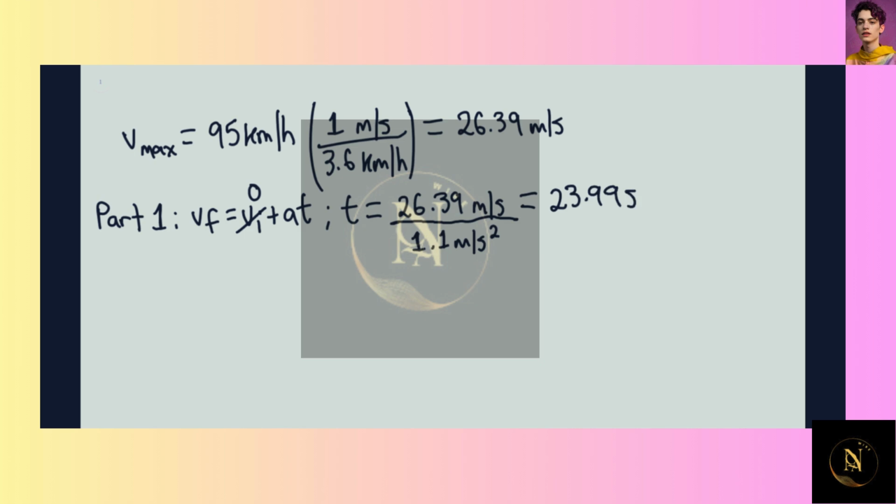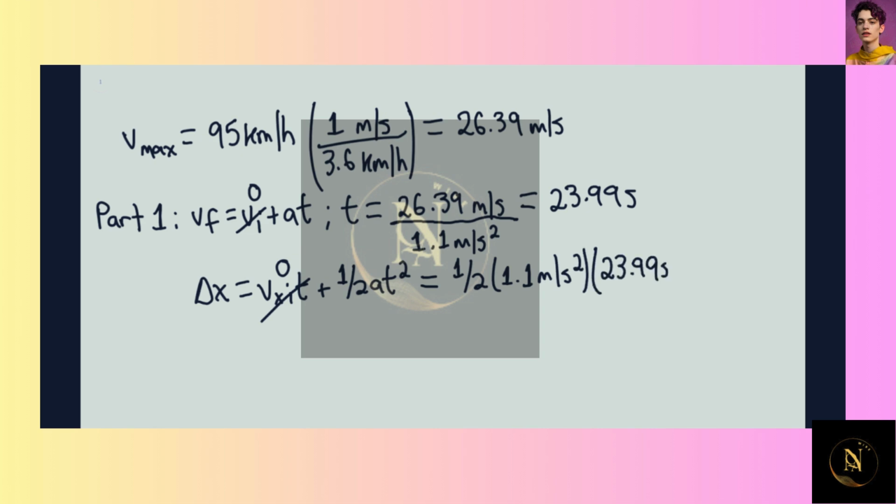So let's not round until the very end. Let's find the displacement during this part. So we can say that delta x would be equal to Vx initial t plus 1/2 AT squared. We know that Vx initial is 0, so we can eliminate that term, and this is going to be equal to 1/2 times 1.1 meters per second squared multiplied by 23.99 seconds quantity squared. This is going to equal 316.5 meters.